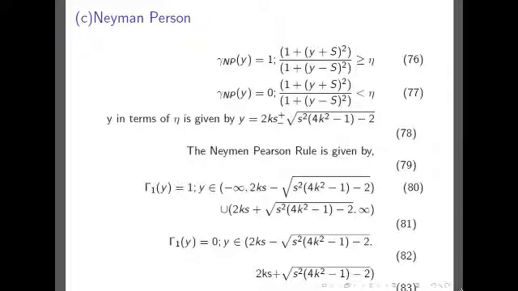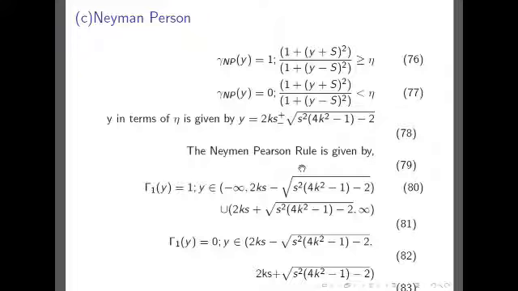Now, let us calculate the Neyman-Pearson rule. According to the Neyman-Pearson decision rule, we have gamma Neyman-Pearson of y is equal to 1 for (1 plus (y plus s) whole square) divided by (1 plus (y minus s) whole square) greater than or equal to eta, is equal to 0 for (1 plus (y plus s) whole square) divided by (1 plus (y minus s) whole square) less than eta. On applying componendo and dividendo and solving the quadratic equation, we have y is equal to 2ks plus or minus root of s square into 4k square minus 1 minus 2.